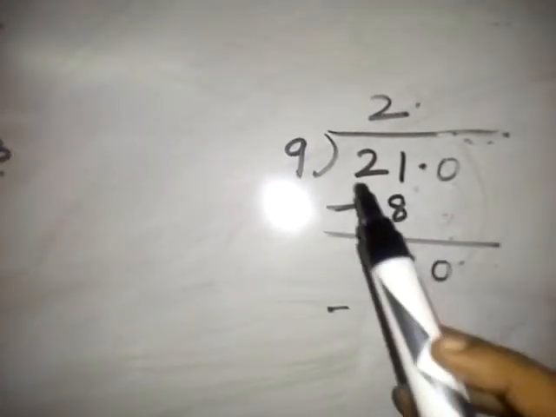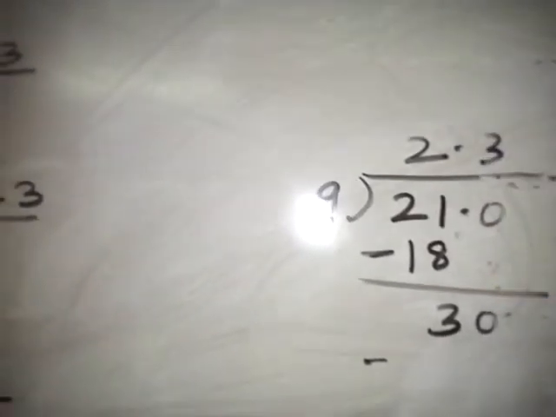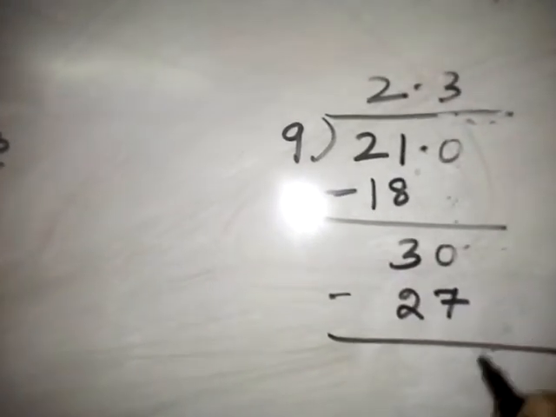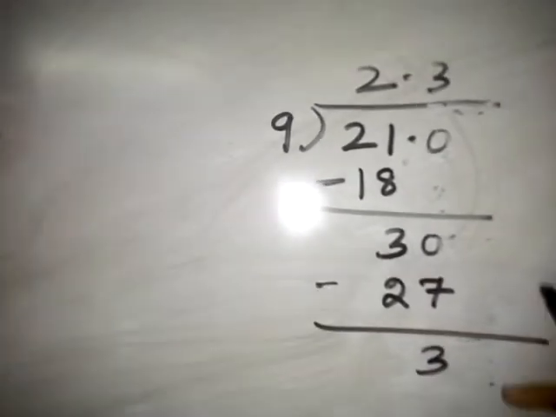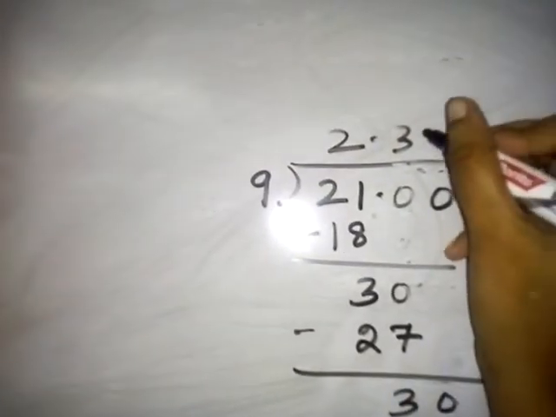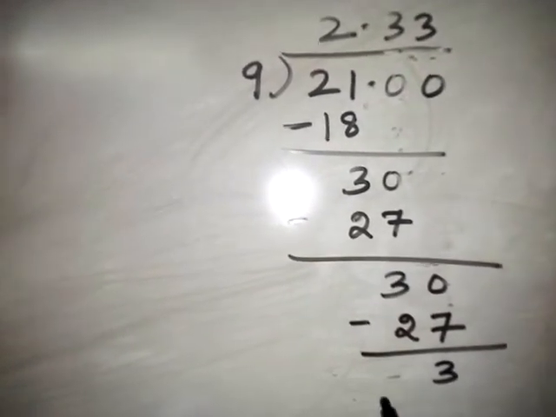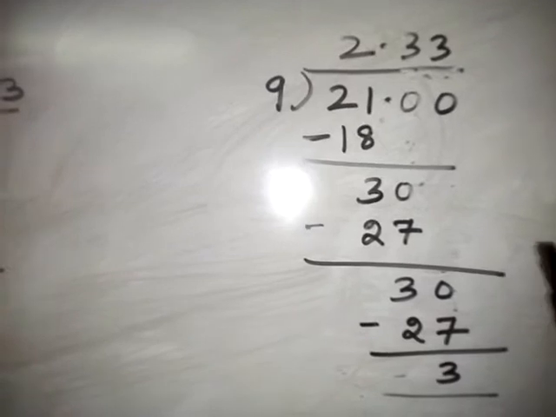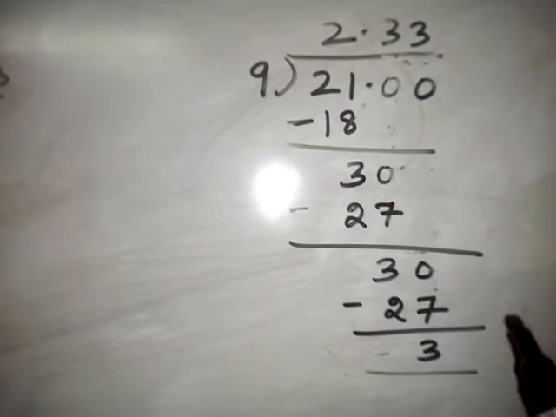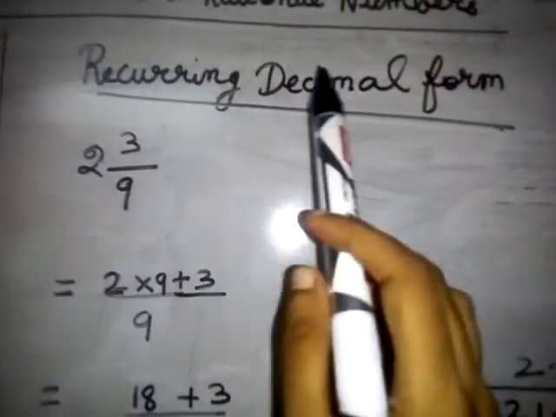30 number is not going in the 9 table. Take the last smaller number which is coming. 9 3s are 27. 30 minus 27 do. Answer coming 3. Take 0 again. 9 3s are 27. Now you have to stop this division because the division does not come to an end after the decimal point. Okay, so this type of decimal form of a rational number is called recurring decimal form.